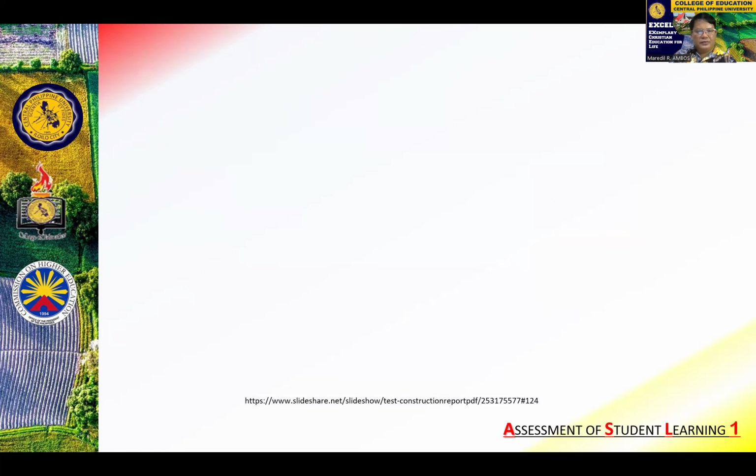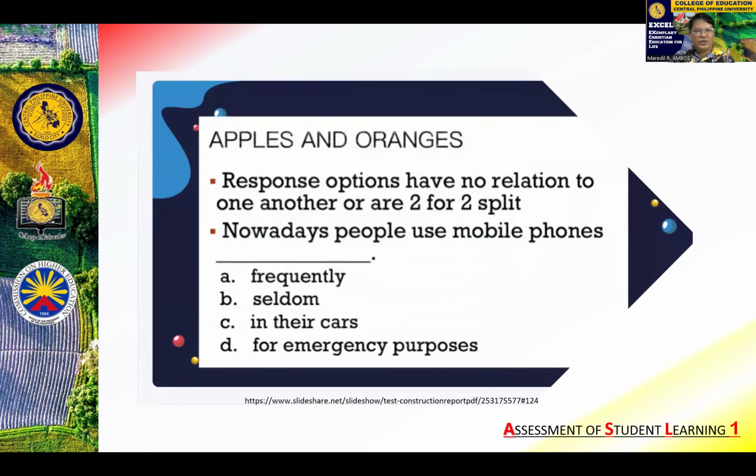Let's have the apples and oranges. Response options have no relation to one another, or are a two-for-two split. Nowadays people use mobile phones blank: frequently, seldom, in their cars, for emergency purposes. If you're going to notice, nowadays people use mobile phones frequently, nowadays people use mobile phones seldom, nowadays people use mobile phones in their cars, or nowadays people use mobile phones for emergency purposes.